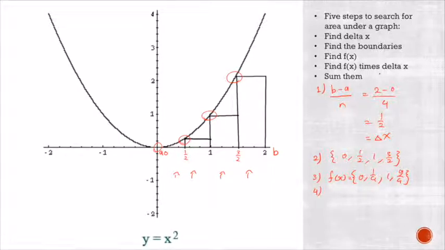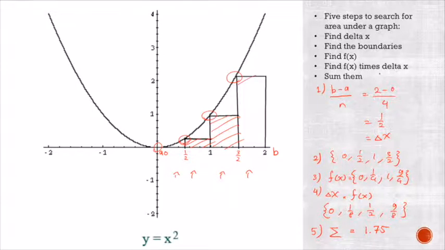Next, we find the area of each rectangle by taking the width of each partition and multiplying them individually by their respective heights. The areas of the rectangles are 0, 1/8, 1/2, and 9/8. Finally, we take the sum of each area that we have gathered. The result is 1.75. The result is an estimation of the area underneath the curve from x equals 0 to x equals 2.